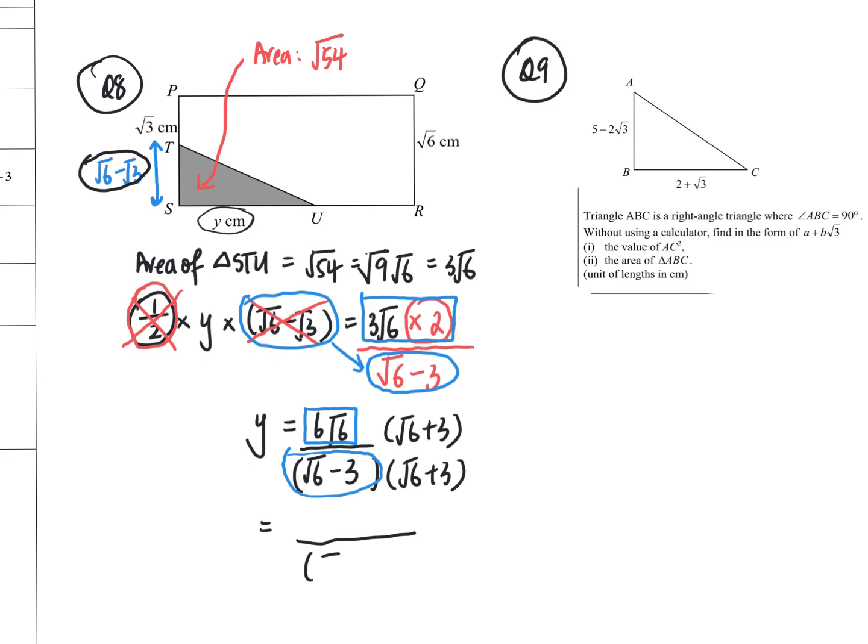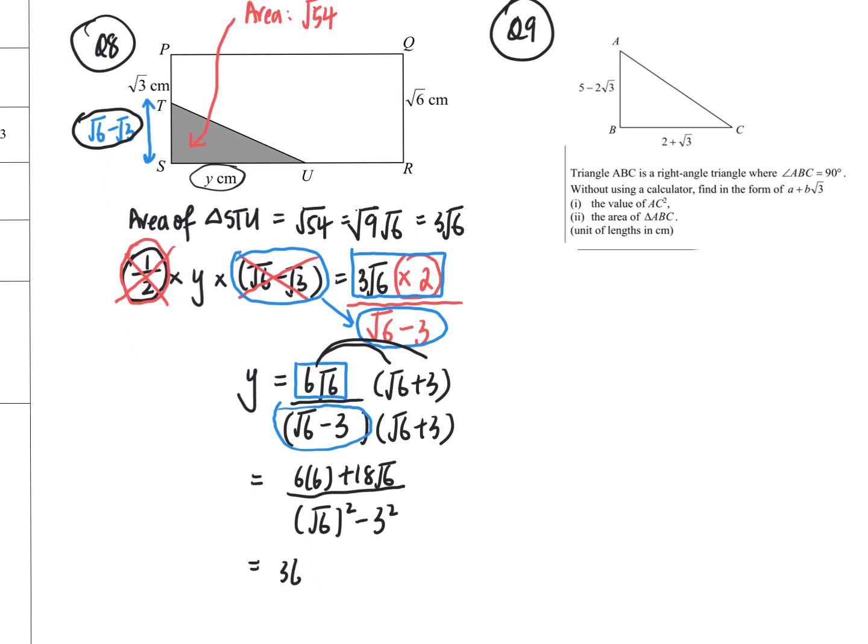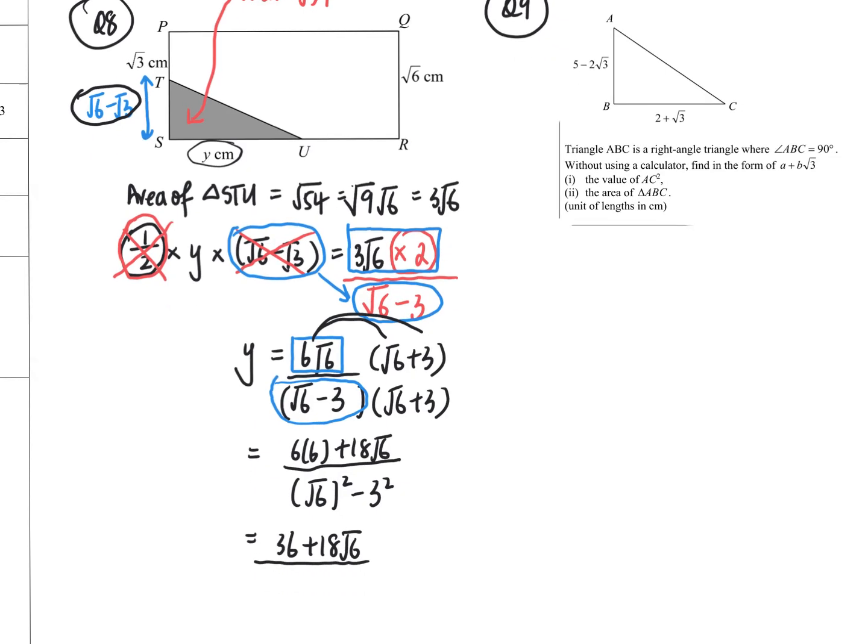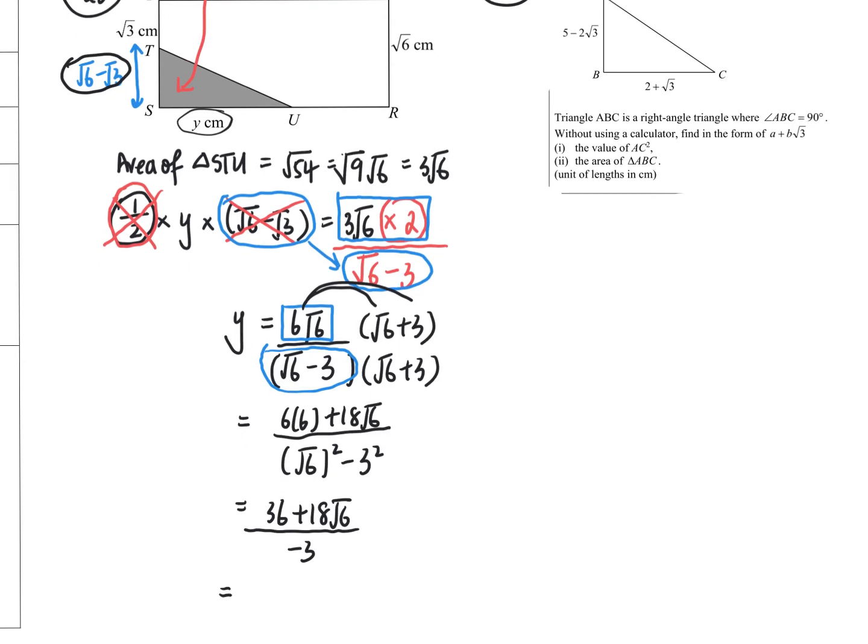So this will become root 6 squared minus 3 squared. The top part will be 6 times 6 and 18 root 6. So you should eventually reach 6 minus 9, which is minus 3. Okay, so divide everything by negative 3. This one will become minus 12. This one will become minus 6 root 6. Okay, that's it.